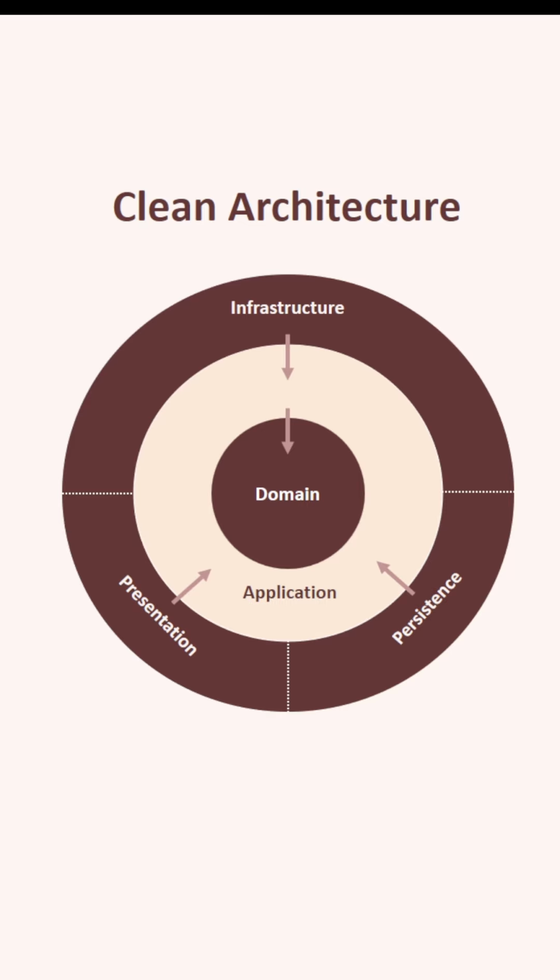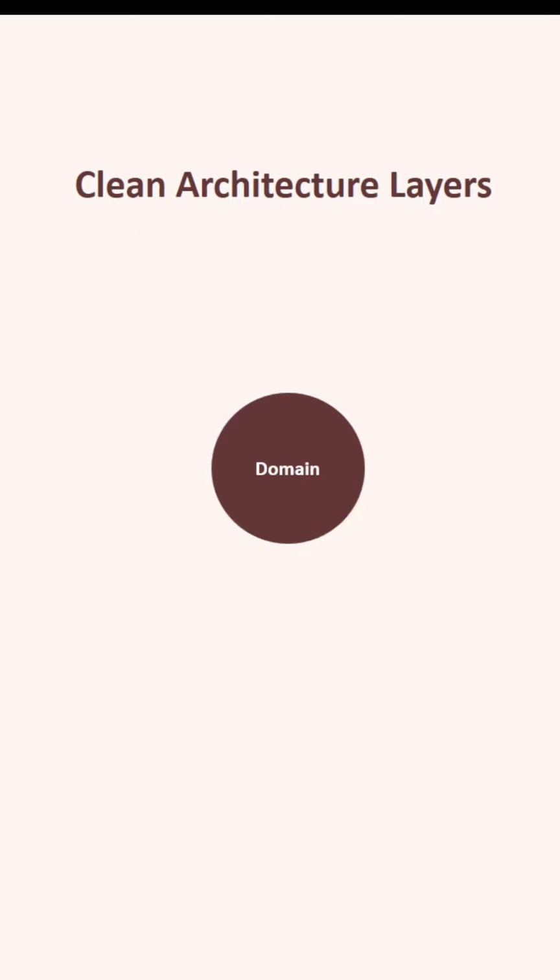Clean architecture divides your code into distinct layers, making your code highly maintainable and testable because we can develop each layer independently. Let's understand these layers one by one. The innermost layer is the domain layer, where all the core business rules are available.